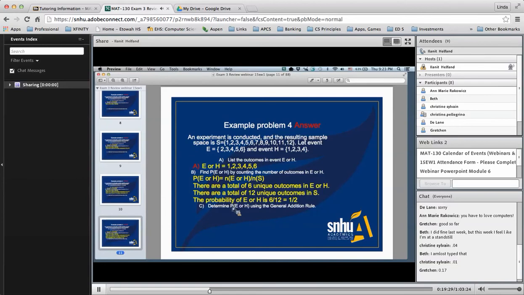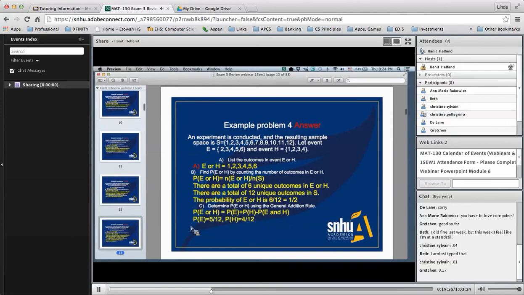But in both cases, we're finding the same probability. So even though we do it a different way, it should come out to be the same. So let's find this probability using the general addition rule. Here's what the general addition rule is. It says that the P of E or H equals P of E plus P of H minus P of E and H. Okay, so let's break this down a little bit.